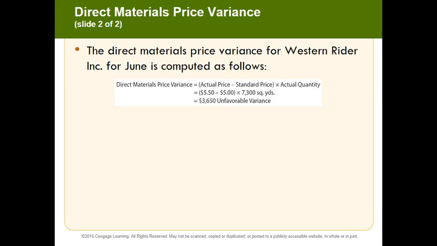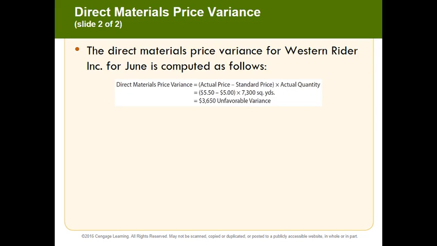Now, taking Western Writer Incorporated, we have an actual price of $5.50 minus the standard price of $5. So we are 50 cents, and we multiply that by the 7,300 yards. That is actually the amount that we used. So that gives us our $3,650 unfavorable variance.